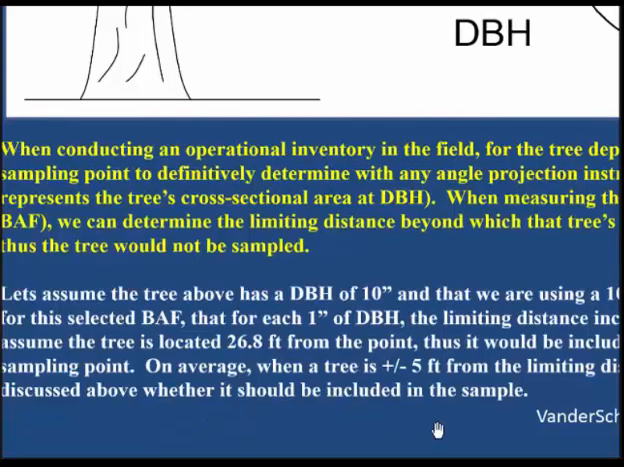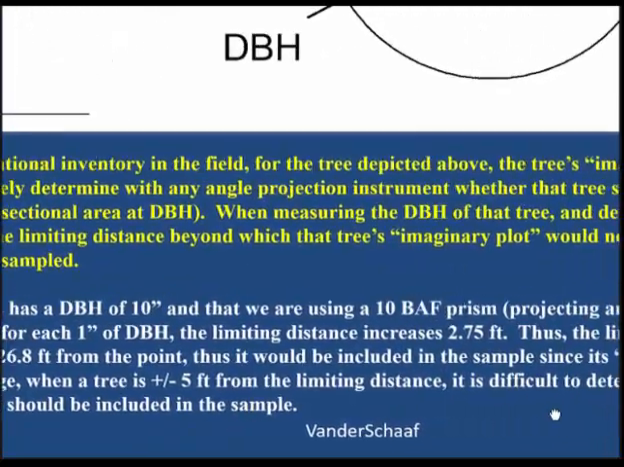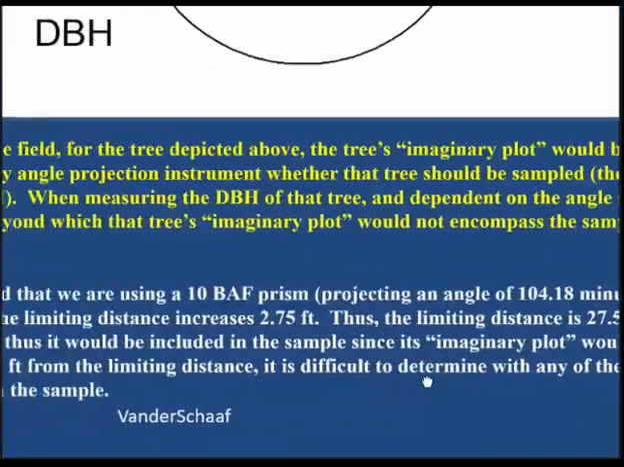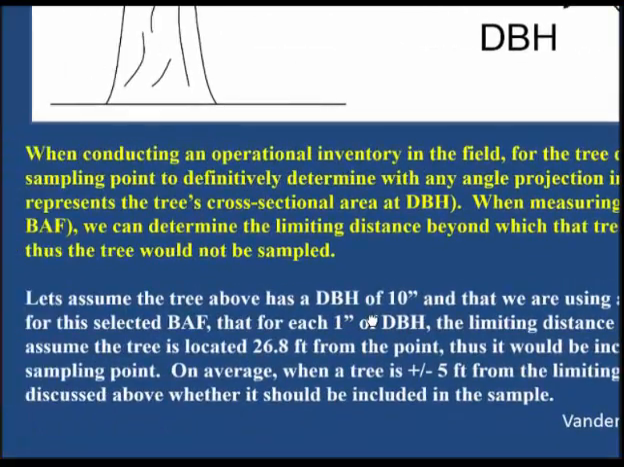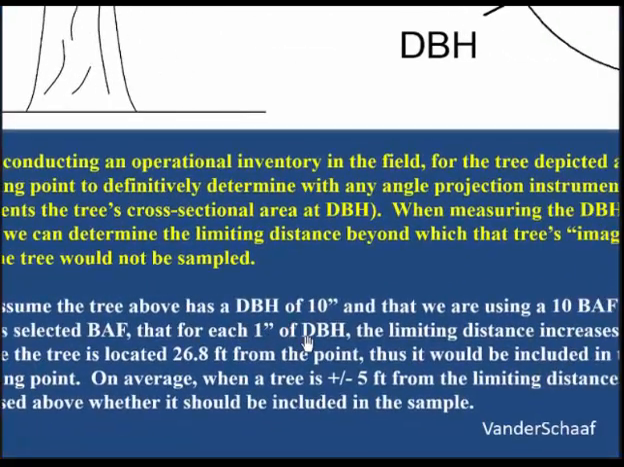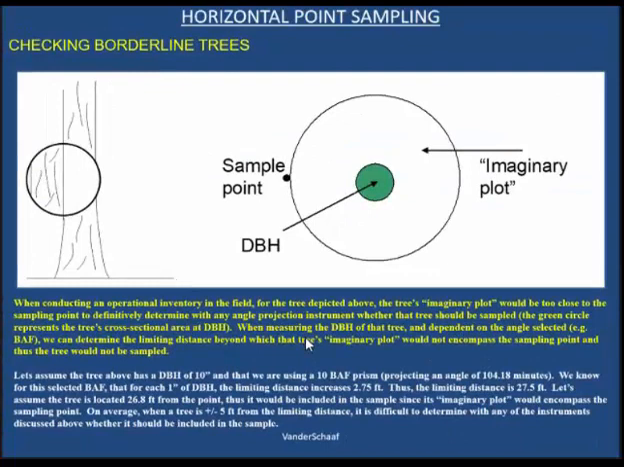Rules of thumb. On average, when a tree is plus or minus 5 feet from the limiting distance, it is difficult to determine with any of the instruments discussed above whether it should be included in the sample. Now that's just a rule of thumb. That's going to depend, as I said, on the conditions. What's the light? Do you have a little bit of slope or not? How many other trees are surrounding the tree? How easily can you see it? What's the shape of the cross section? Is it truly circular? Is it a little bit oblong? Etc.